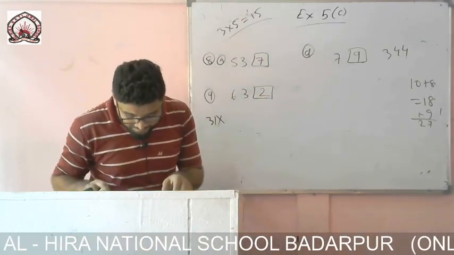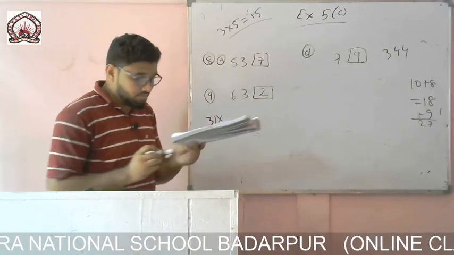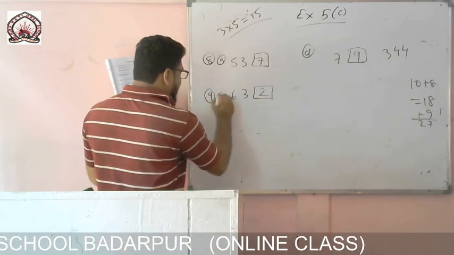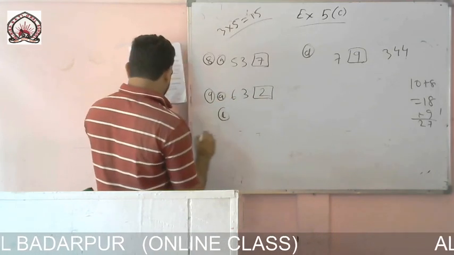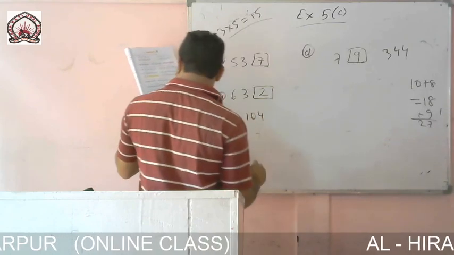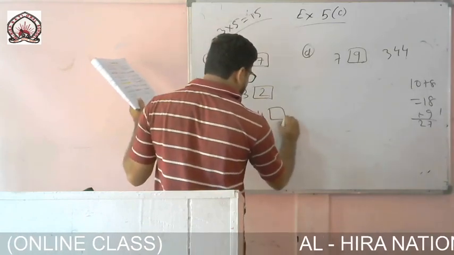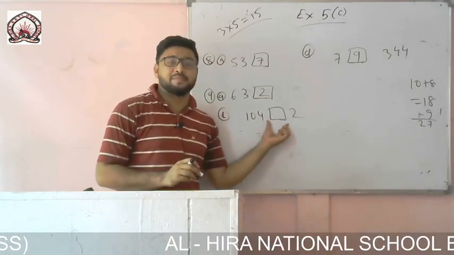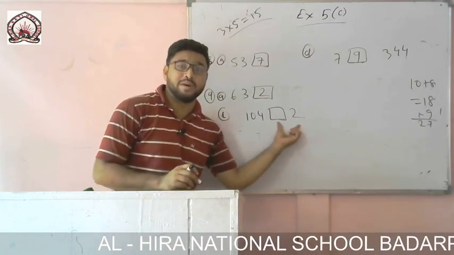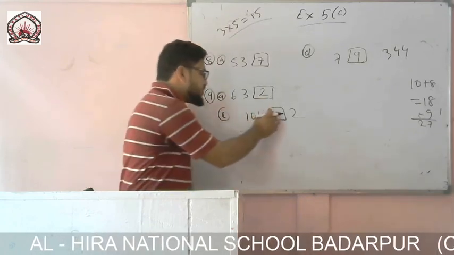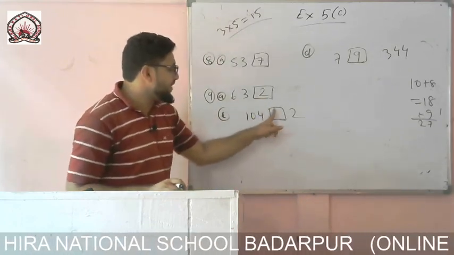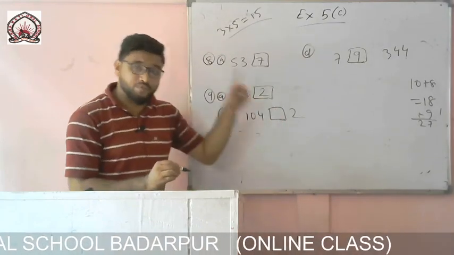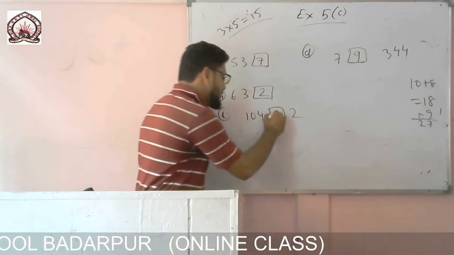Now come to question number 9A, that is C. 104, and box, then 2. That means if the number should get divided by 4, then the last 2 digits should be divisible by 4. So let us start from 1. If I place 1 here, then it will become 12. So 12 is divisible by 4. So the whole number is divisible by 4. So use 1 here.